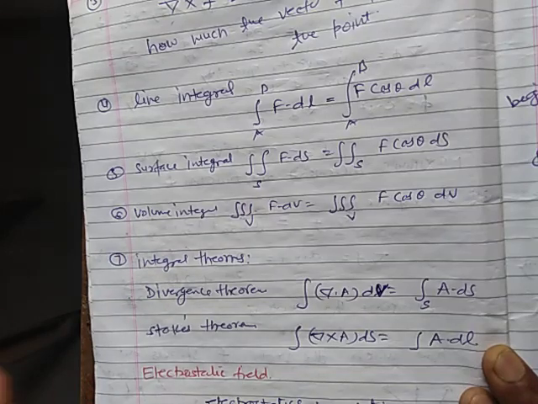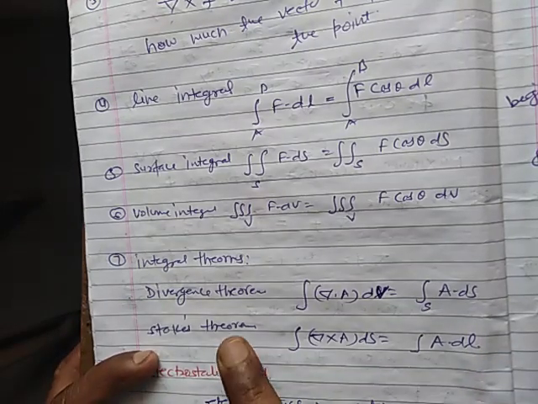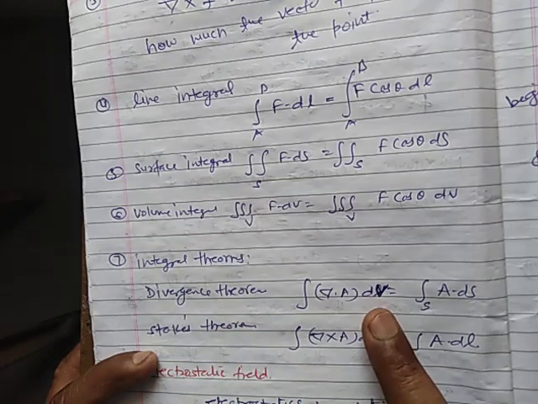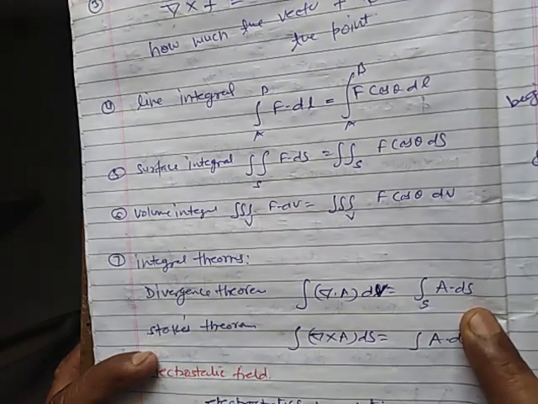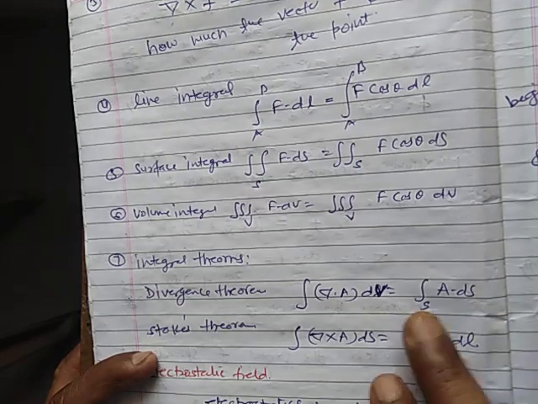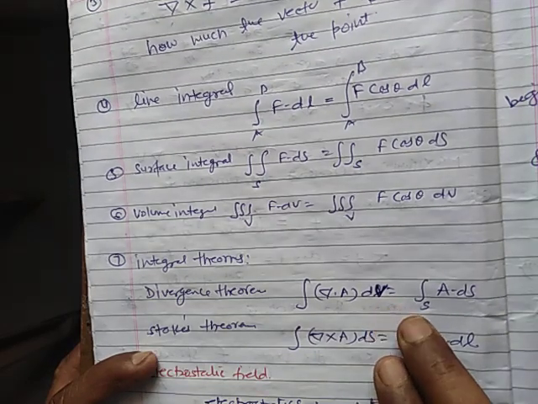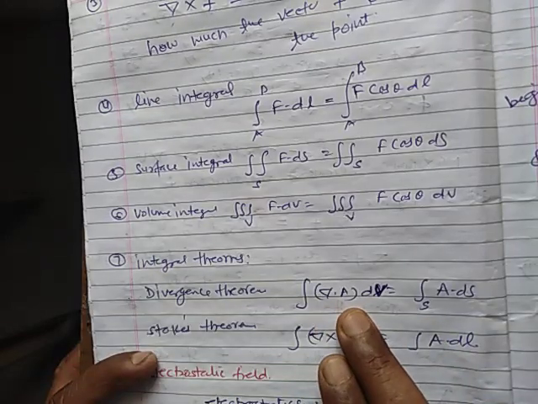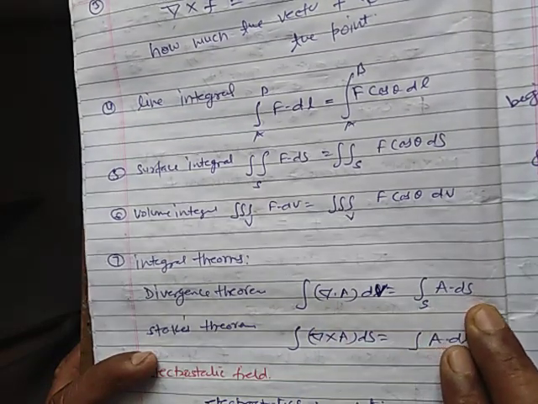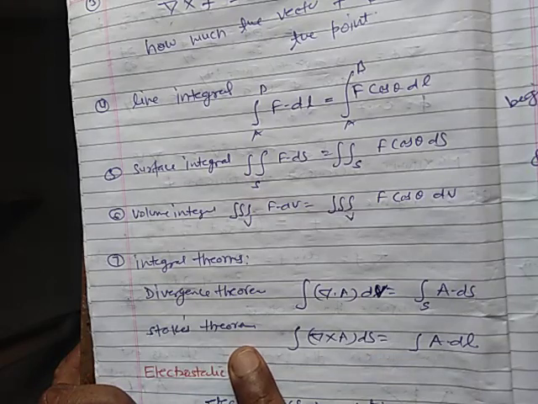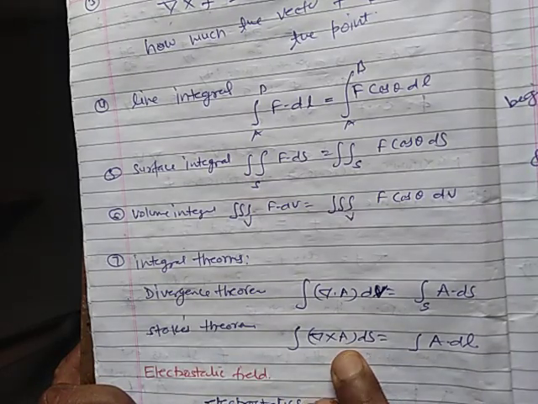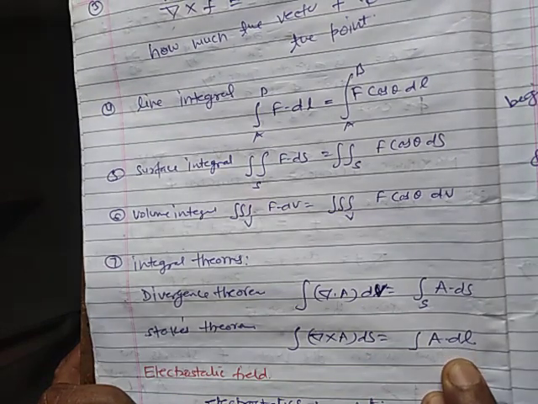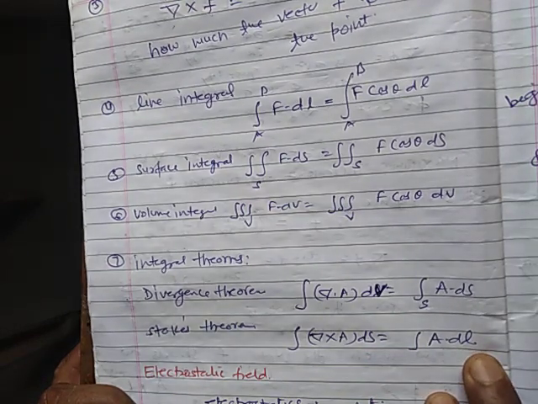Integral theorems, these are the important theorems. First is the divergence theorem. With the divergence theorem, we can convert a volume integral into a surface integral, that is, the integral of del dot A dv is equal to the integral of A dot ds. Similarly, Stokes theorem says that the integral of del cross A dot ds, the curl of a vector, can be written in terms of a line integral, that is, A dot dl.